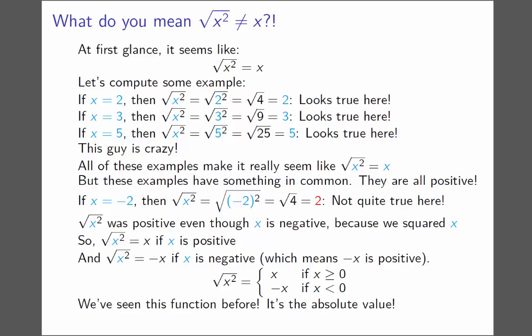But we've seen this function before. It's the absolute value. So we can conclude that the square root of x squared is not x, but the square root of x squared equals the absolute value of x.